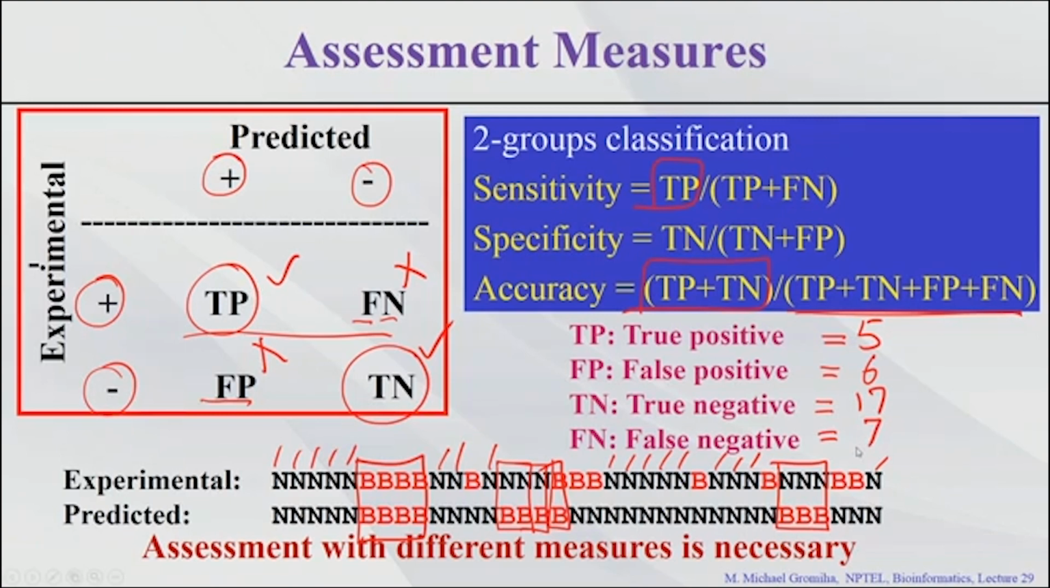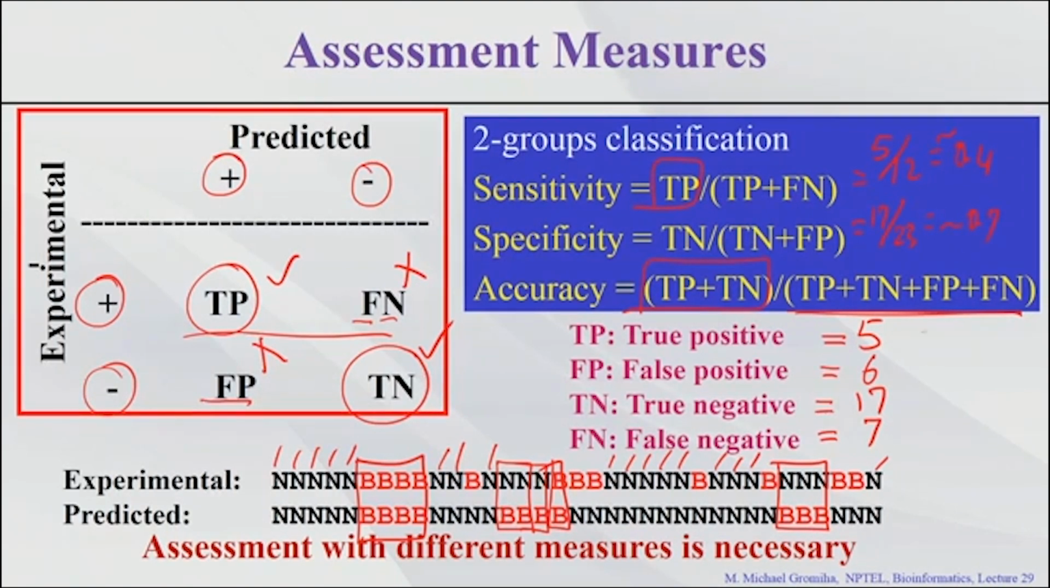If you do this, what is sensitivity? True positive is 5 divided by true positive plus false negative, that is 12. 5 by 12 is approximately 0.4. Then specificity: true negative is 17 divided by true negative plus false positive, that is 20, which is approximately 0.8.